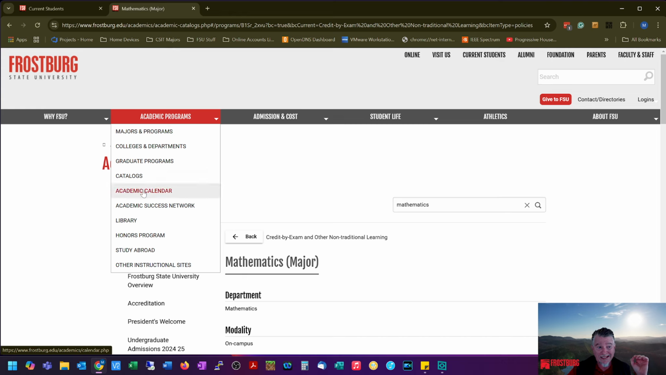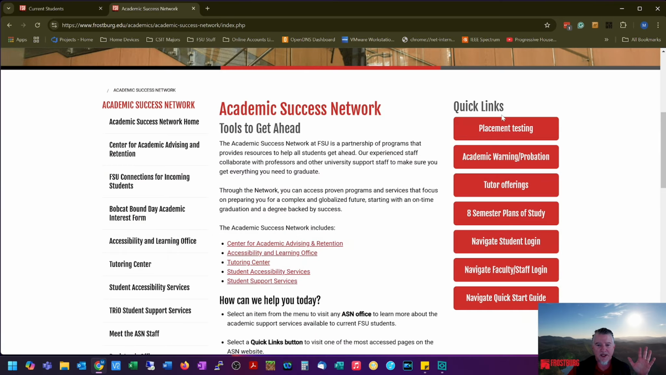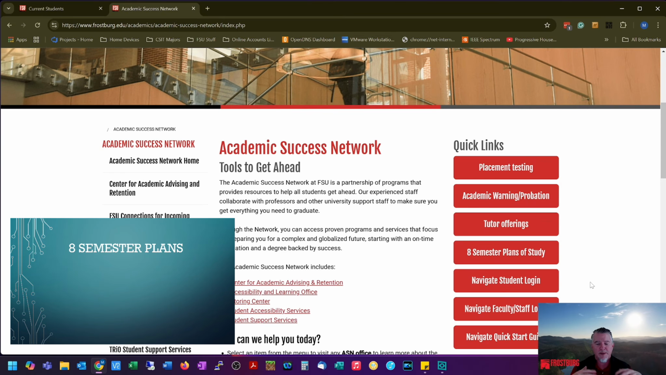Here's catalogs, academic calendar, so you know what's going on, library, study abroad, and so on. You want to look at this academic success network. This is going to have a lot of different quick links in here for you, how to get to the tutoring center and so on. But this is primarily about advising. This is primarily about how do we create our own schedules? How do we be proactive so we can make sure that we hit our time to graduation?